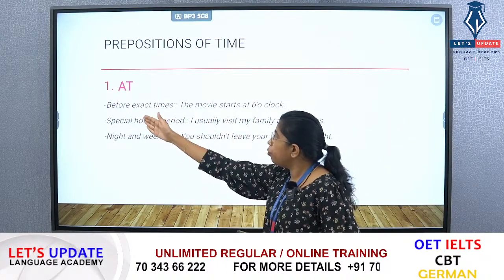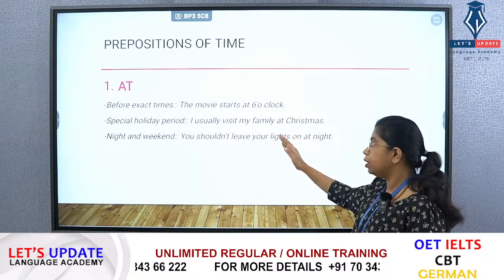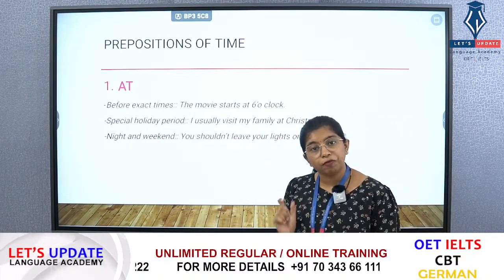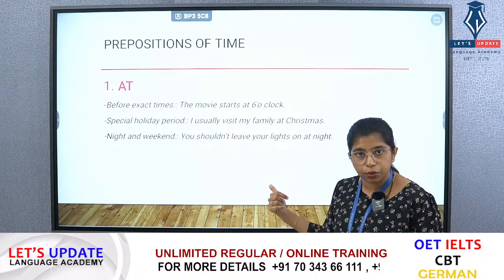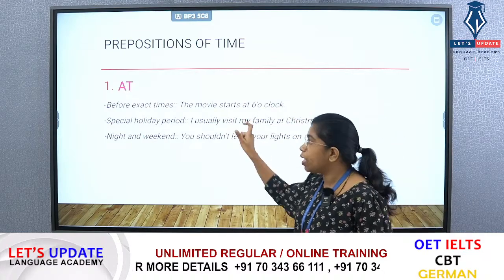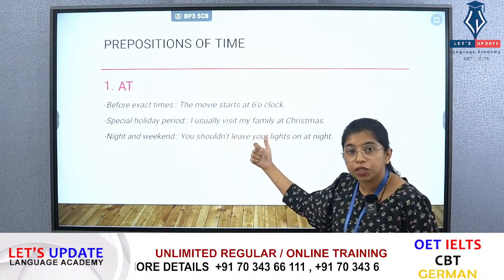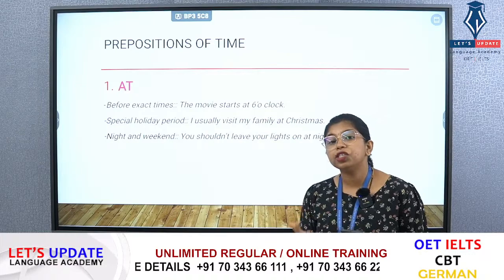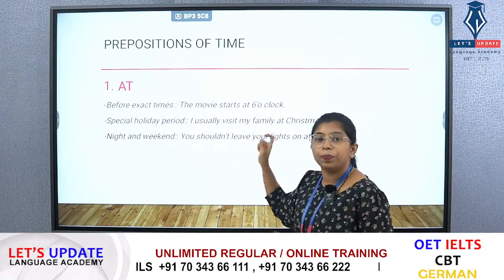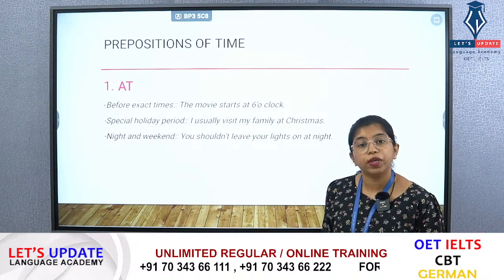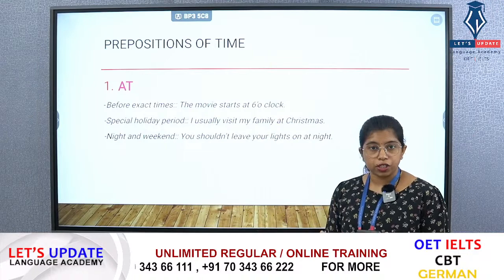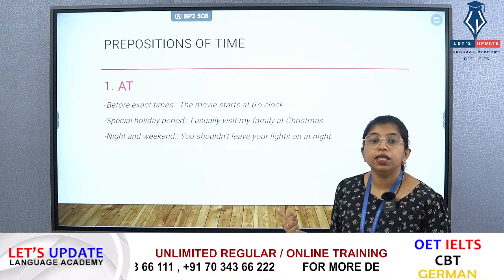Before exact times, I'll give you an example. The movie starts at 6 o'clock. It is a definite time when the movie begins. We have mentioned the exact time. We are not mentioning an average or approximate time. We are just mentioning the exact time when the movie starts. The movie starts at 6 o'clock. Be there in the cinemas.